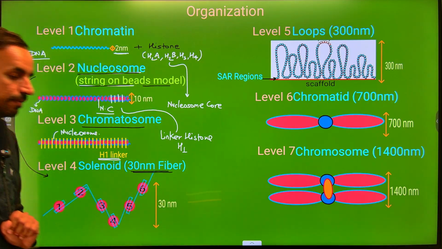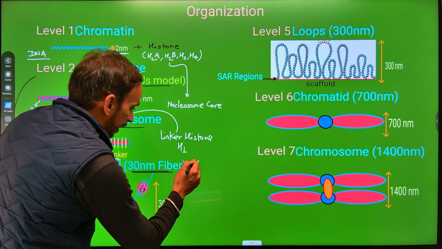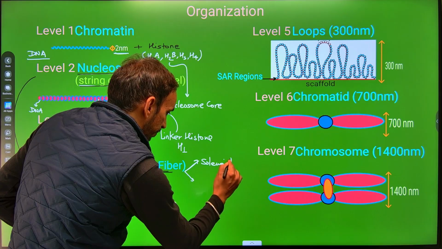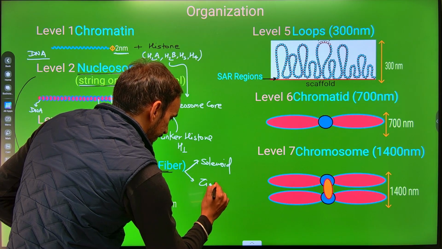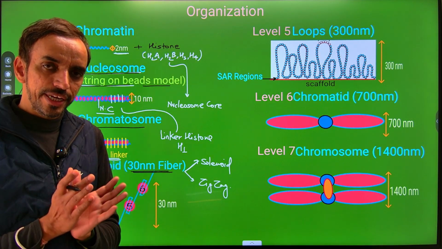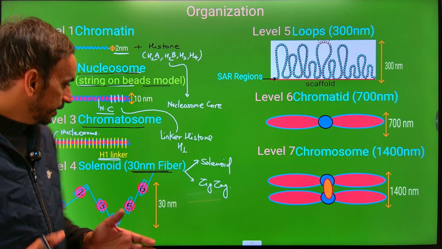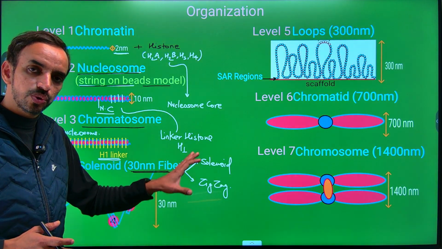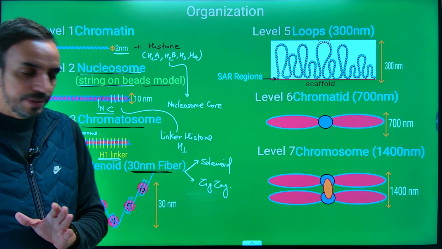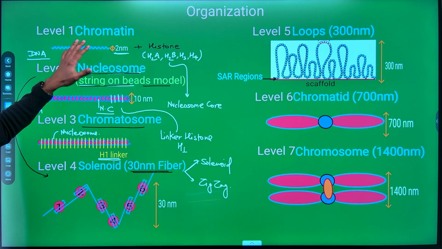Now, for this 30 nm fiber, we have two different hypotheses. One is known as the solenoid model, while the other is known as the zigzag model. That means इस 30 nm फाइबर की जो साइज है वो तो 30 nm ही रहती है, बट ये स्ट्रक्चर कैसा है उसके लिए दो हाइपोथेसिस हैं अपने पास, एक सोलेनॉइड मॉडल है, एक जिगजैग मॉडल है। दोनों ही जो मॉडल है वो वेल एक्सेप्टेबल है। ठीक है, तो बात करेंगे इनके बारे में आगे अपन। यहां सिर्फ इतना सा समझना आपने को, फर्स्ट वी हैड a 2 nm fiber that is of the chromatin.